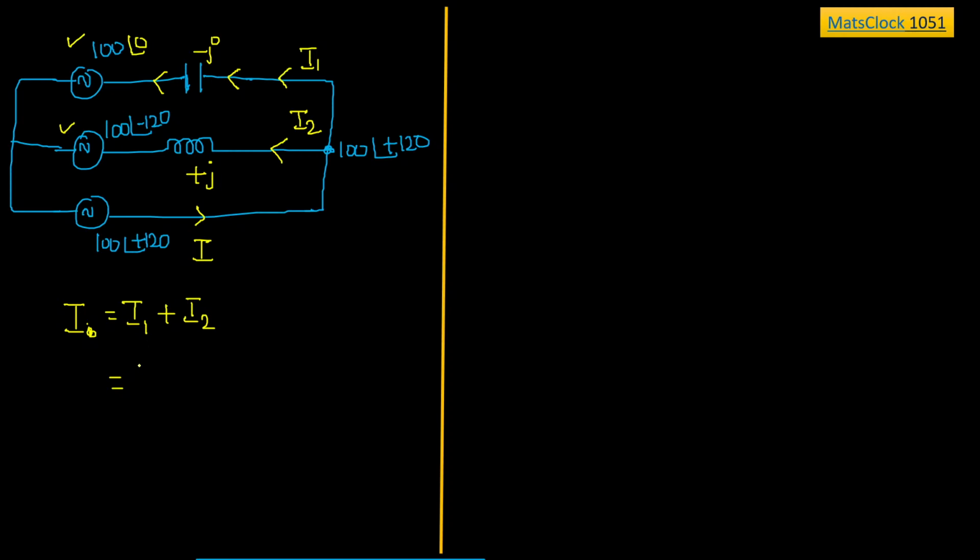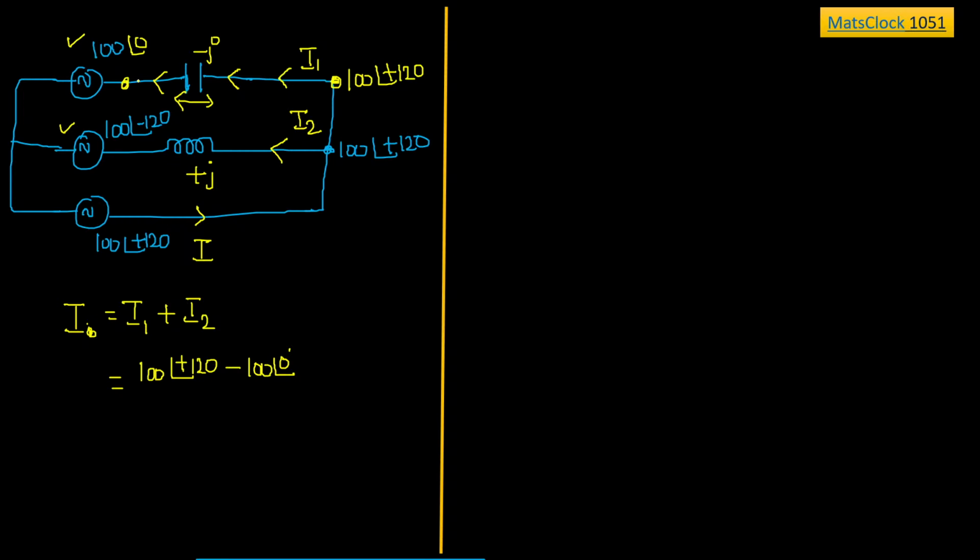I1 can be written as the higher potential point, 100 at an angle of 120, minus the lower potential point, 100 at an angle of 0 degree. This is the voltage drop across the capacitor. If you find the potential difference between the terminals of the capacitor, there are two terminals. In this terminal, I am having 100 at an angle of plus 120. In the other terminal, I am having 100 at an angle of 0. Just directly take the difference.